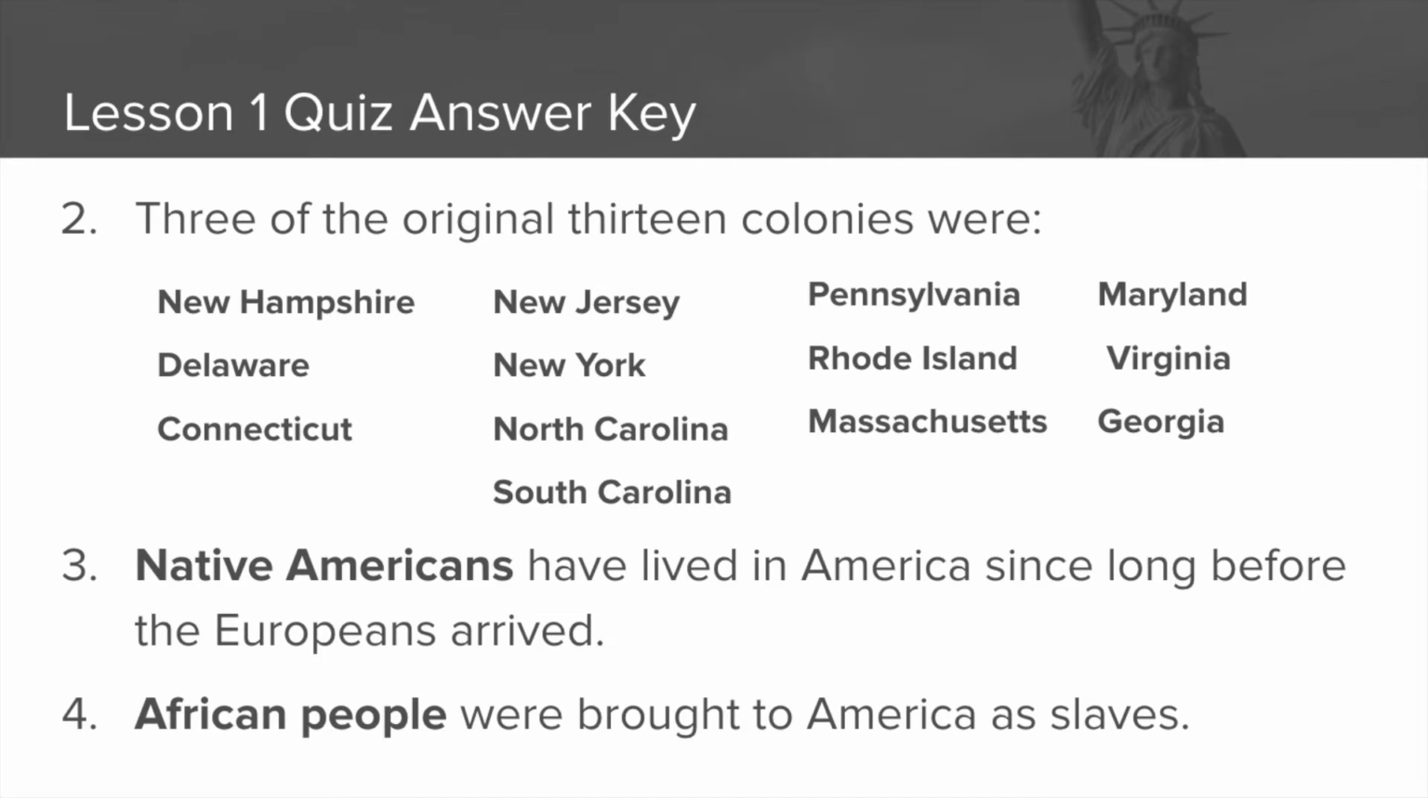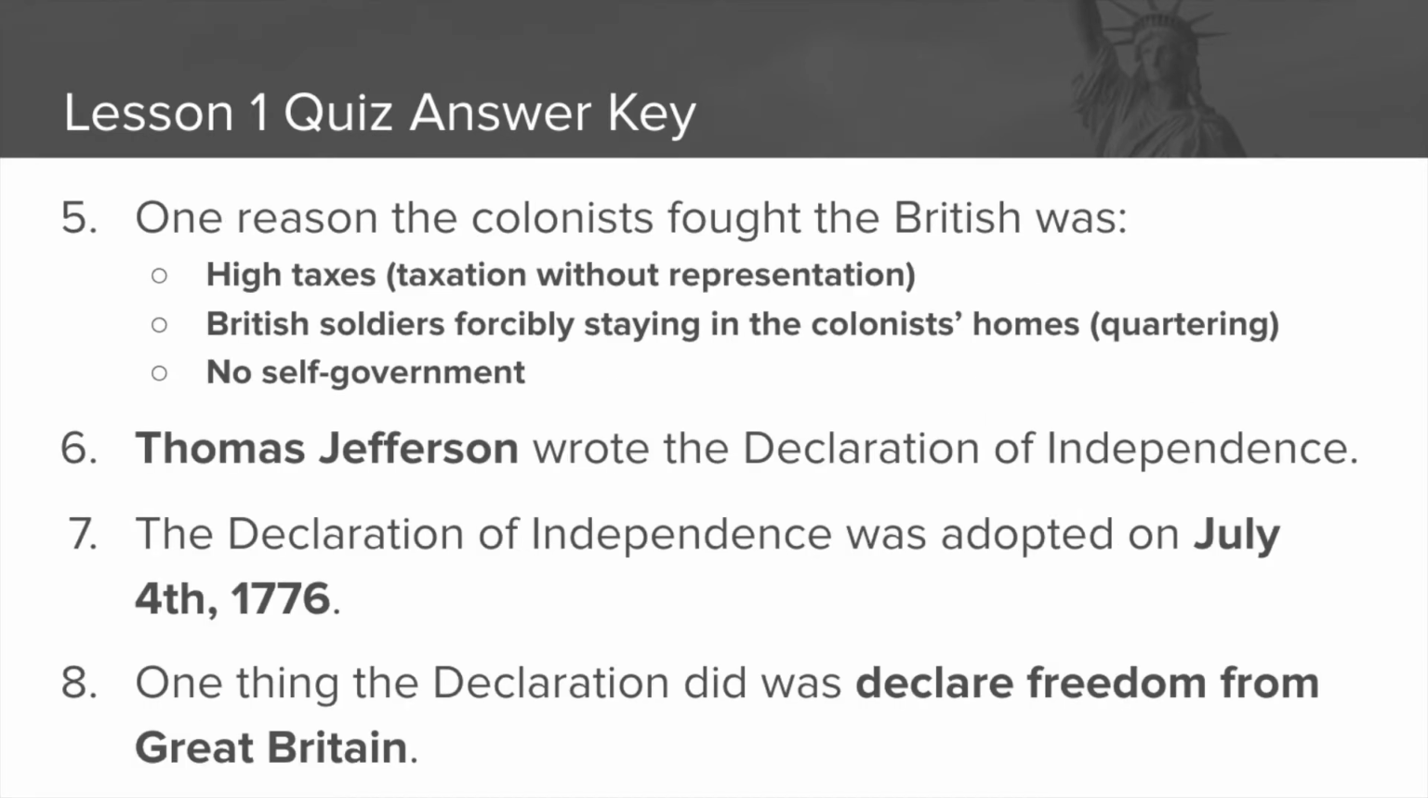For question number 3, Native Americans have lived in America since long before the Europeans arrived. And then number 4, African people or Africans were brought to America as slaves. Okay, moving on to number 5. One reason the colonists fought the British was high taxes or taxation without representation, because the British soldiers were forcibly staying in colonists' homes, also known as quartering or boarding, or you could say because they did not have self-government.